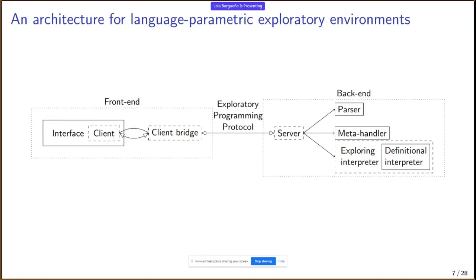The front end contains an interface and a client and client bridge. And in the architecture, the dashed rectangles, they are language reusable, so they are reusable across languages. And the solid rectangles, they are language specific. So they are essentially the parameters into our system. And the backend contains all the pieces of code needed to actually make it executable. And we have a server. So let's take a look at these components in a bit more detail.